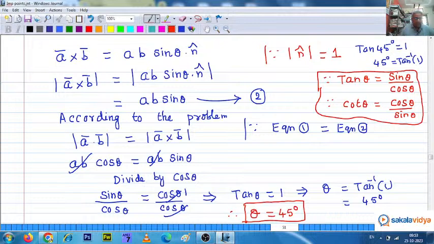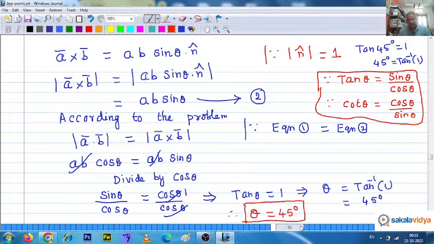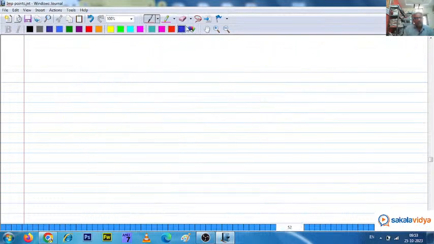Right. So, let us move to an application problem now. This is a very important physics application problem. Now, we are going to deal with the 15th problem.